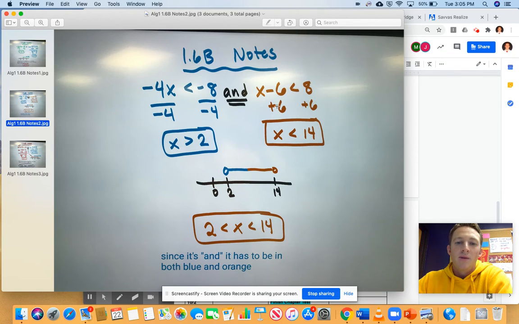And we add 6 here, and x is less than 14. So it's going to be an open circle to the left. So since it's both, this blue line would be an open circle going to the right forever, and this orange line would be an open circle going to the left forever. But since it has to be on both lines, the only part where both lines intersect is right here in between 2 and 14. So we would say x is in between 2 and 14. 2 is less than x is less than 14.